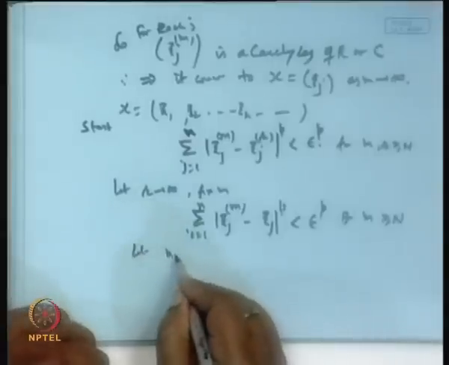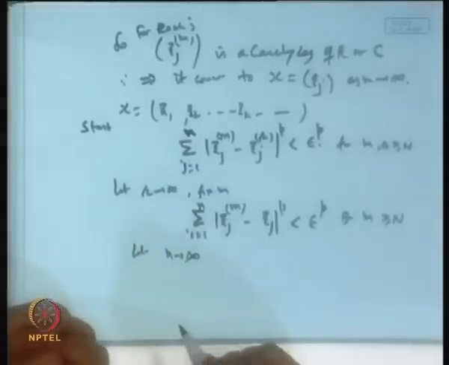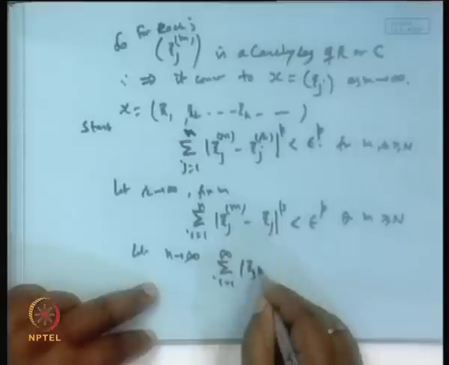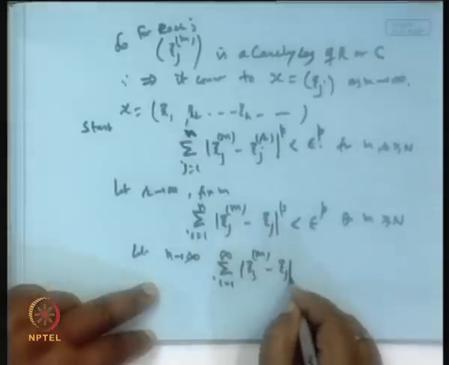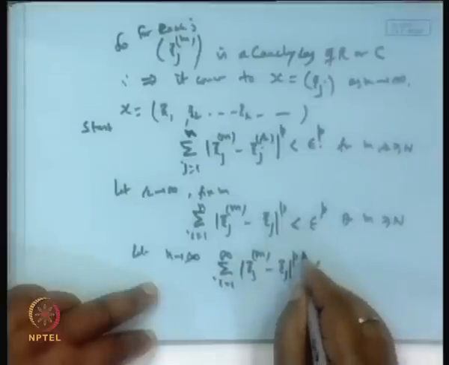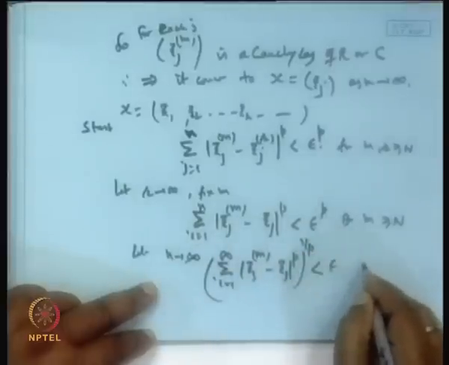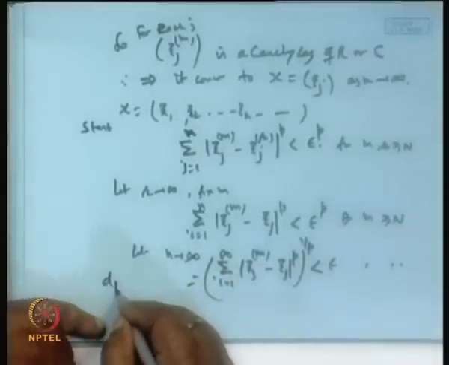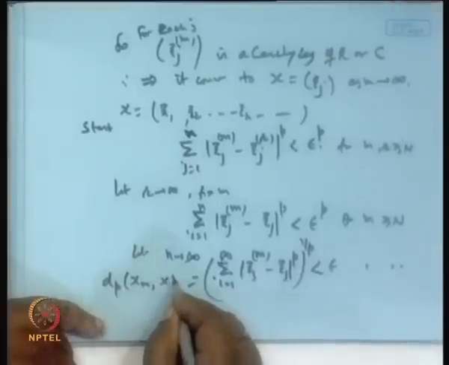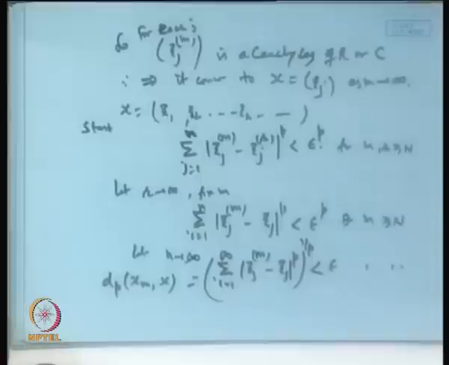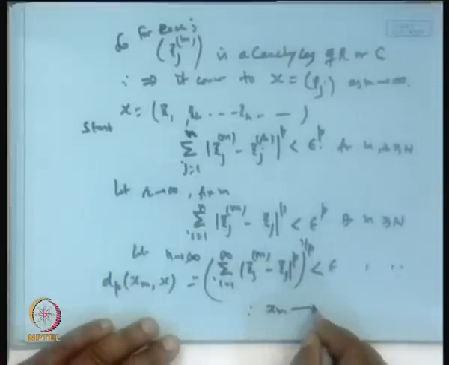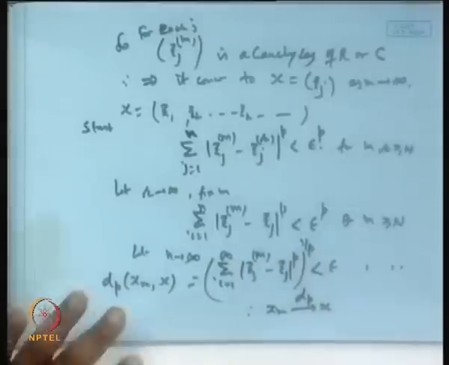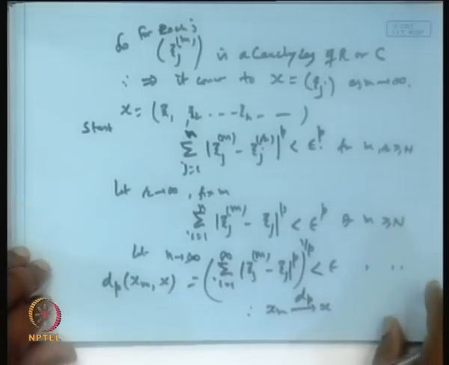Now, let n tend to infinity. So, when n tends to infinity, it is the sum over j is 1 to infinity of mod xi_j^m minus xi_j, to the power p, whole to the power 1 by p, is less than epsilon for m greater than or equal to n. But this is nothing but d_p(x^m, x) by definition. So, we get x^m converges to x in the metric of d_p.